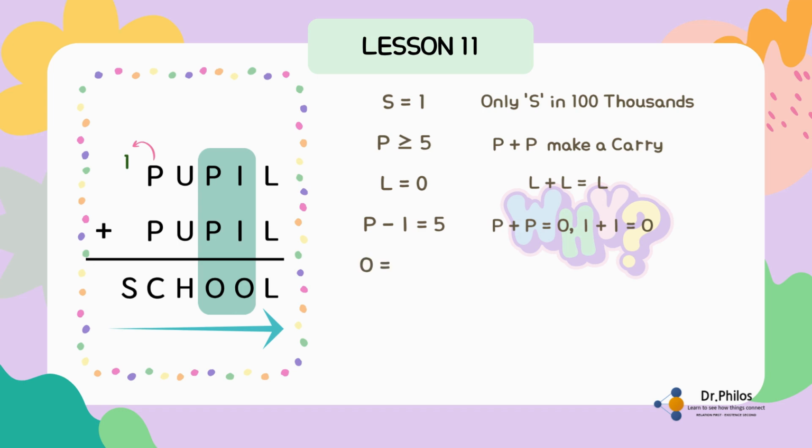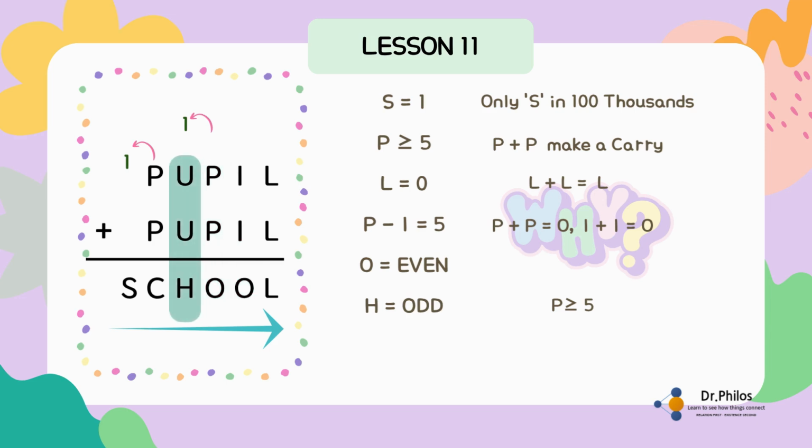Also, O is an even number. Since P is 5 or more, H is an odd number. C is an odd number, too. Can you explain why C is an odd number?